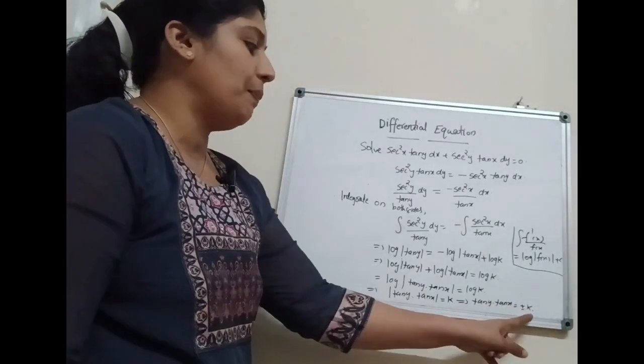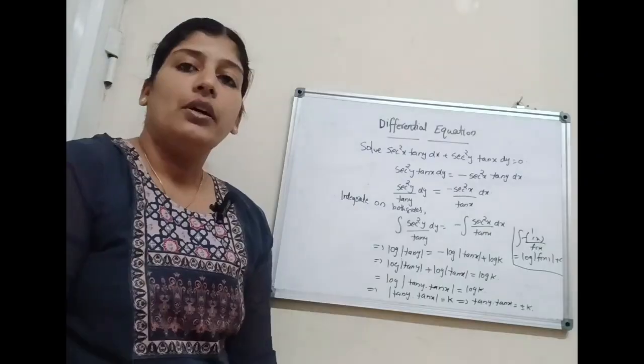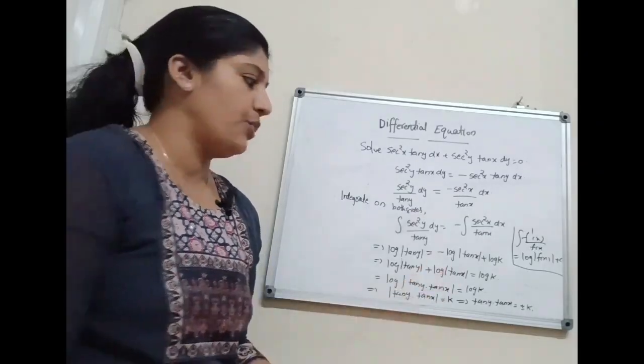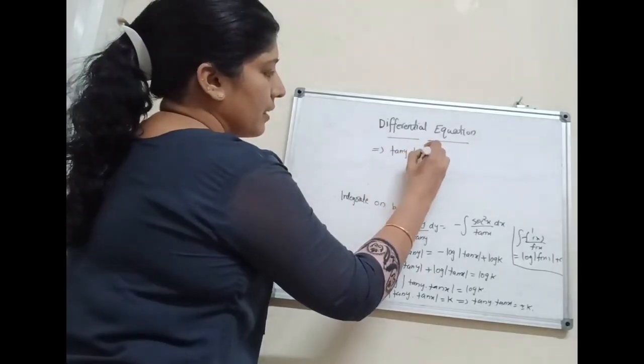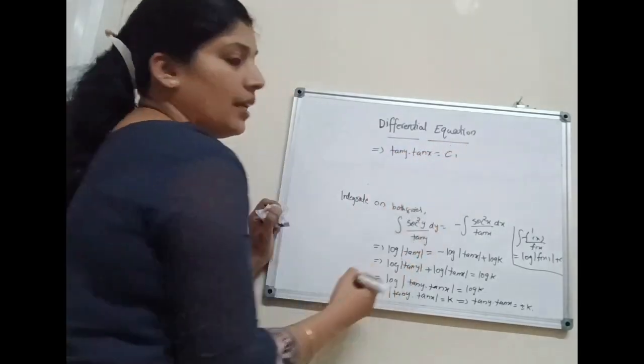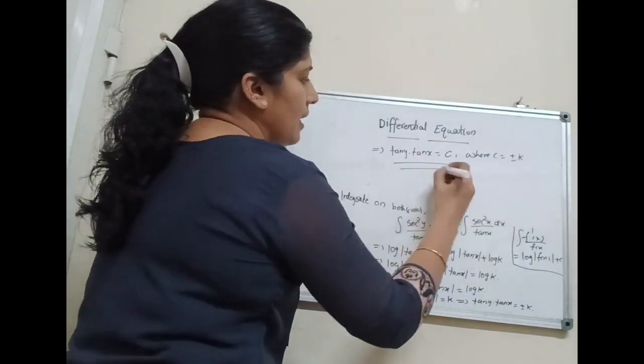We can replace this plus or minus k with another arbitrary constant c. That is tan y tan x equal to c. It is the general solution. That implies tan y tan x equal to some constant c, where c is equal to plus or minus k. Therefore, this is the general solution.